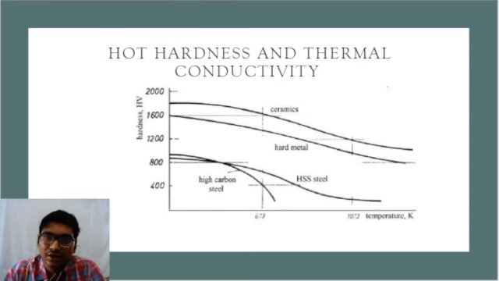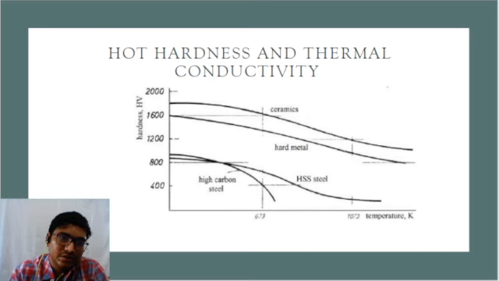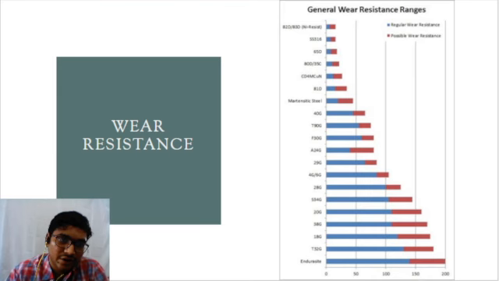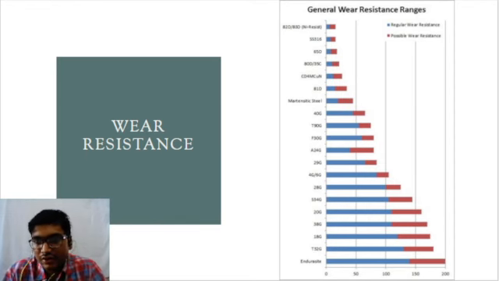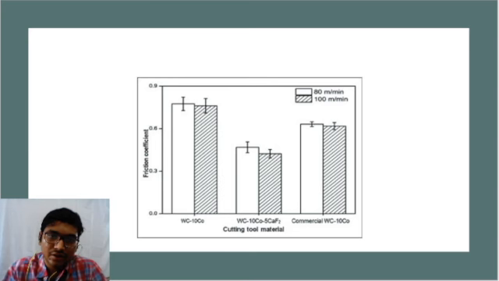And the ceramic hardness range. This next graph shows the wear resistance of different materials, and from this graph we can know the wear resistance ranges of different materials. And this graph shows the coefficient of friction of three different materials at two different velocities at which we are doing machining.